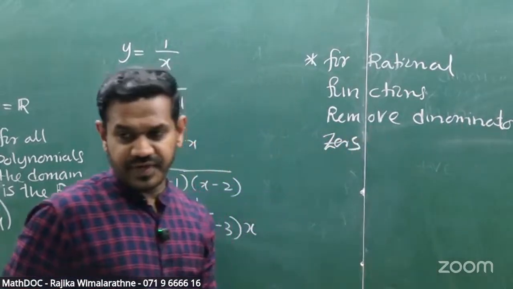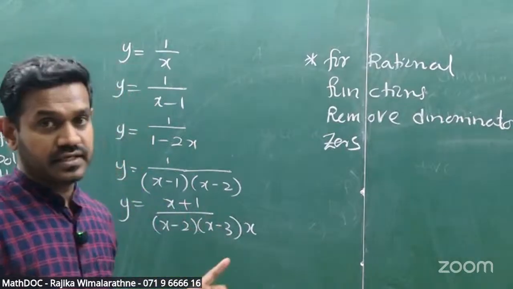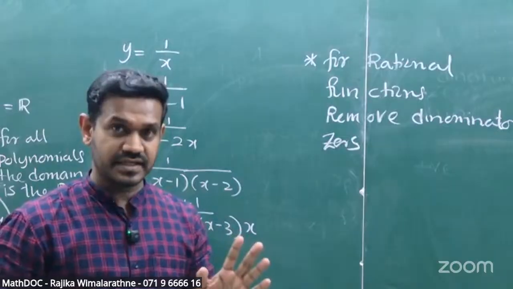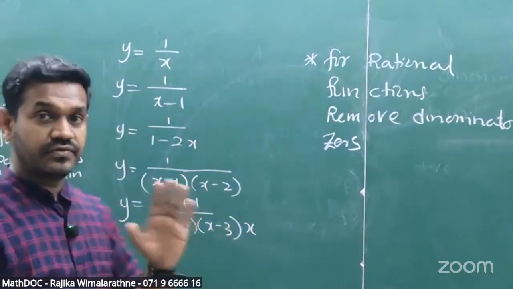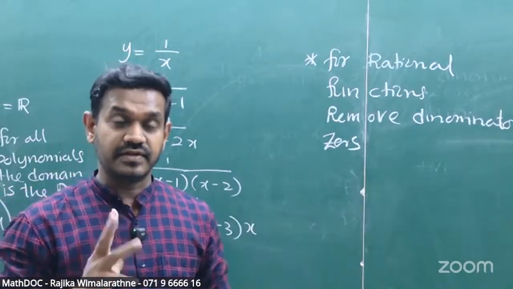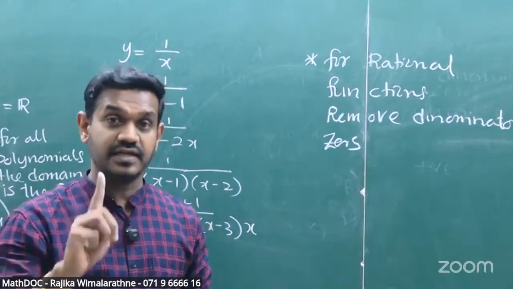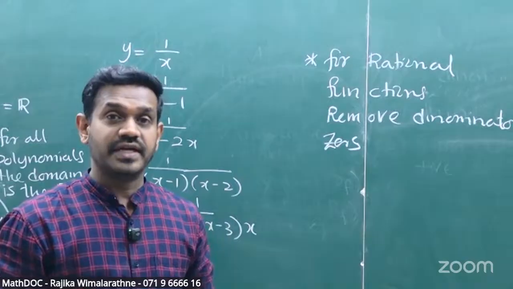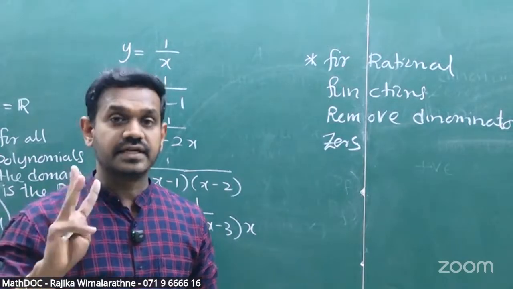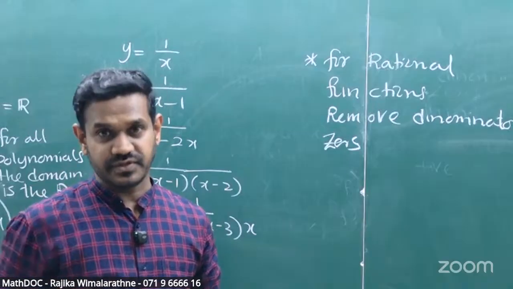You have to remove denominator zeros. That's the thing. So identify for all polynomials, the domain is the real set, but for rational functions, we have to remove denominator zeros. When finding the domain, we have three conditions. One, we need to remove denominator zeros. Second, within a square root must be non-negative. Third, within logarithms must always be positive.